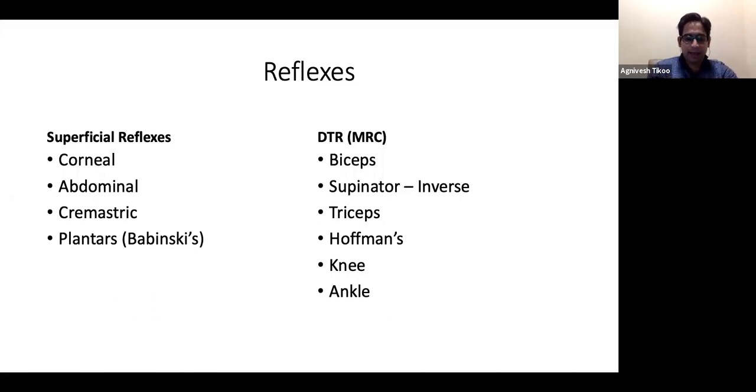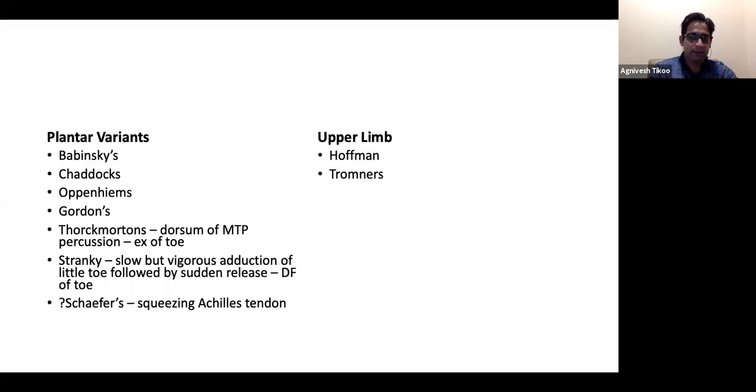Knee and ankle reflexes you have to comment on, and also you should know how to elicit knee clonus and ankle clonus. Usually if the clonus is sustained for 30 seconds, it is called a well sustained clonus. If it comes and then fades away, it is called an ill sustained clonus. Plantars also have a few variants which you should know by name at least. Babinski is the other name for plantar. There is a very fine difference between them, but for the purpose of simplicity, you can keep it.